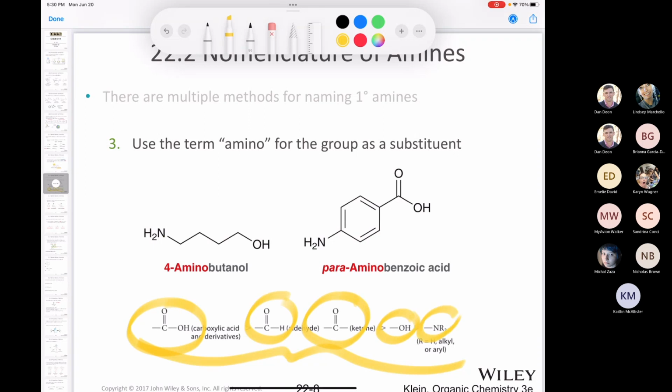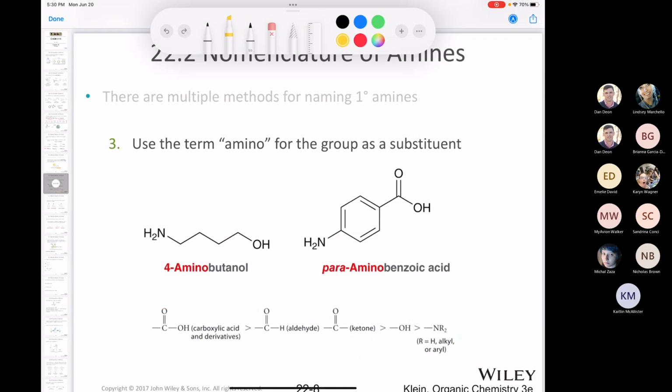Okay, so we run into all kinds of compounds in organic chemistry. They have oxygens and amines in them. So the amine is just listed as a substituent, and we call it an amino group, right? So we have 4-aminobutanol, right? We have 1, 2, 3, 4 carbons. So this is butanol, and then we have 4-aminobutanol.